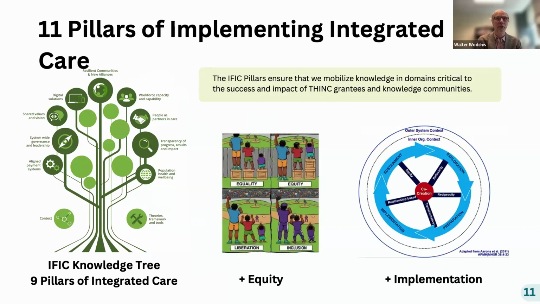We also have a learning series initially for all membership of the implementation science teams, but that will also expand, primarily through our partnership with the International Foundation for Integrated Care Canada. It will center on 11 pillars, 9 of them from the International Foundation for Integrated Care knowledge tree. There are 9 pillars of integrated care there. So everything from thinking about population health and well-being, how are people considering population health in their integrated care programs, all the way out to aligned payment systems, how are these being funded.